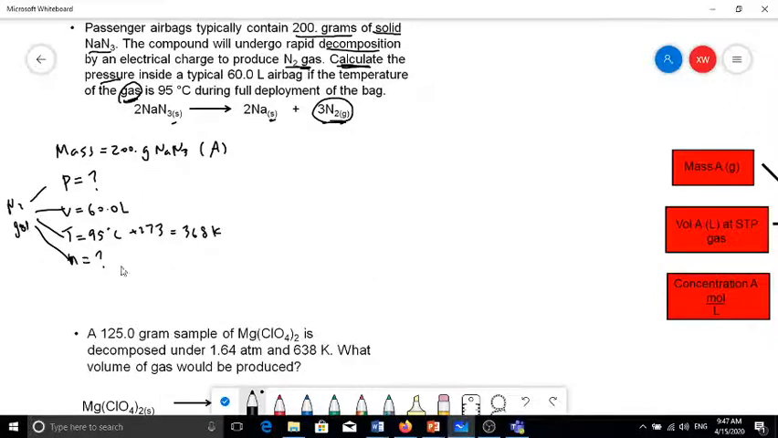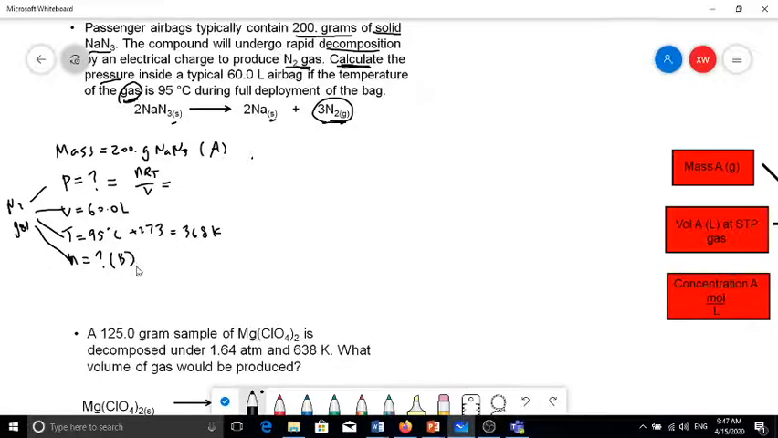So if I can find the mole of B, then I can plug into pressure equals nRT over V, so I can calculate the pressure. R is a universal constant. Temperature and volume were given to you, and mole is something we can find out, and the pressure is what we're trying to find out at the end.